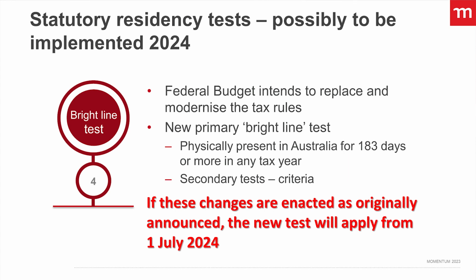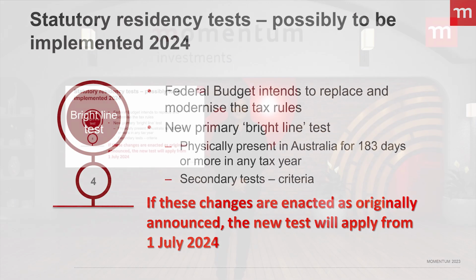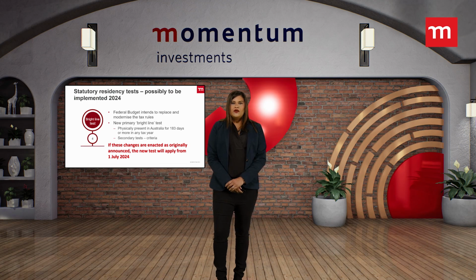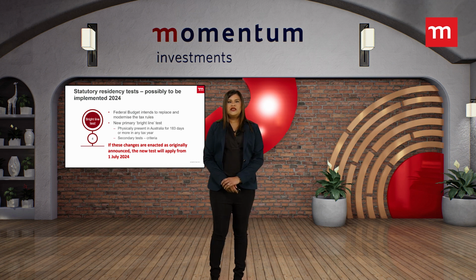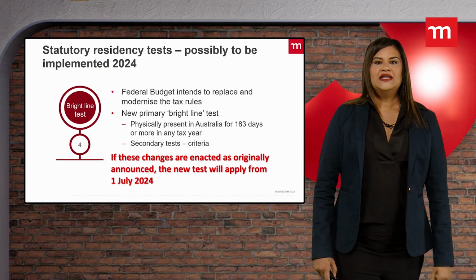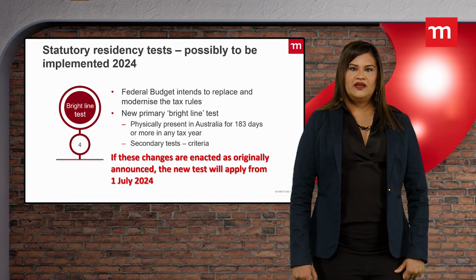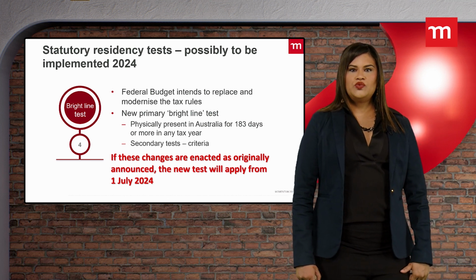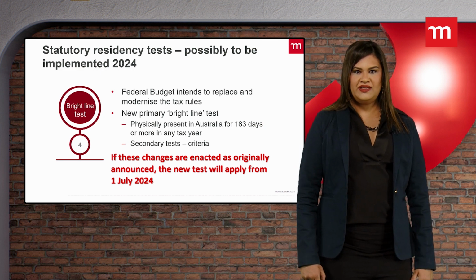Where the individual does not meet this primary test, secondary tests will apply. The secondary test will set out objective criteria, for example, whether an individual has the right to reside permanently in Australia, whether they have Australian accommodation, family located in Australia, or Australian economic connections. Enactment of enabling legislation would be 1 July 2024 at the earliest.